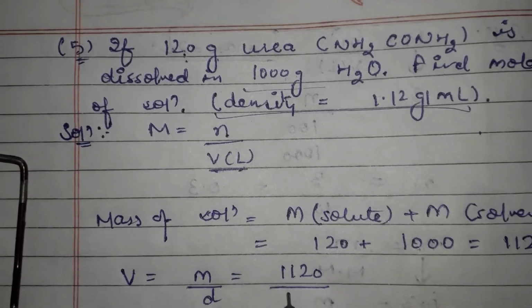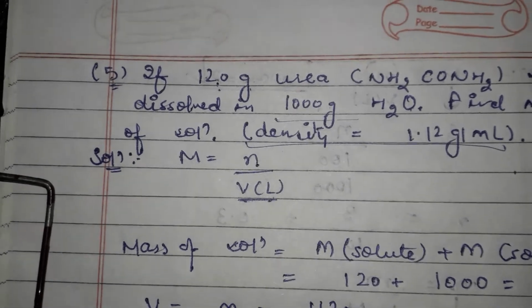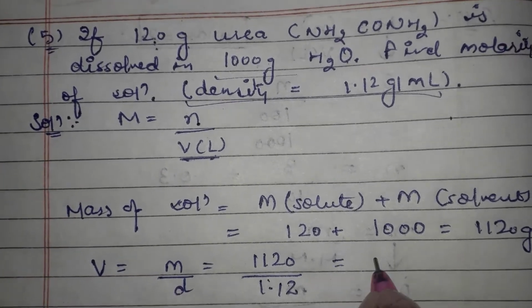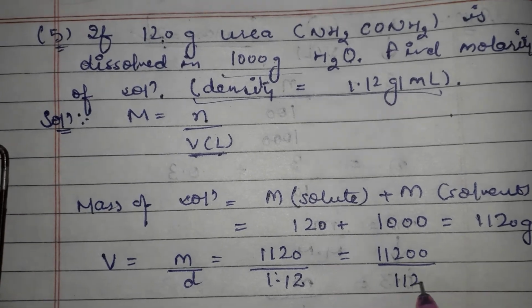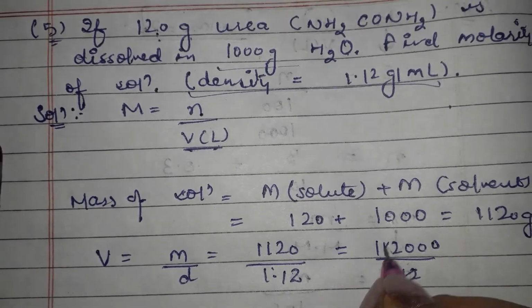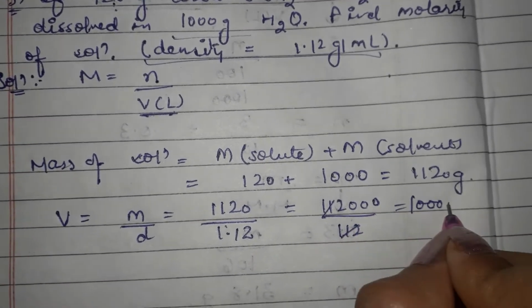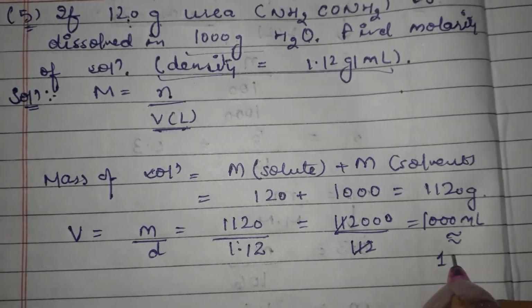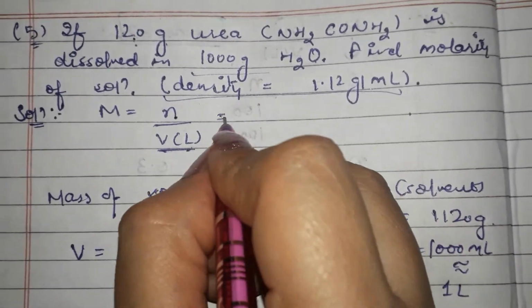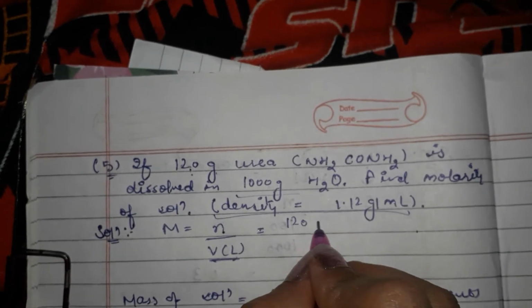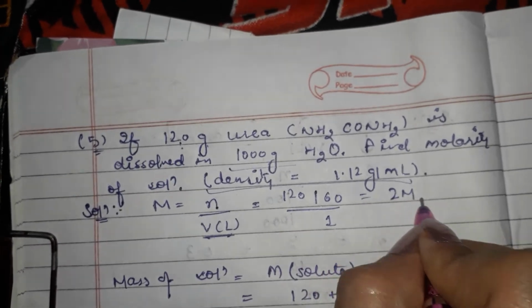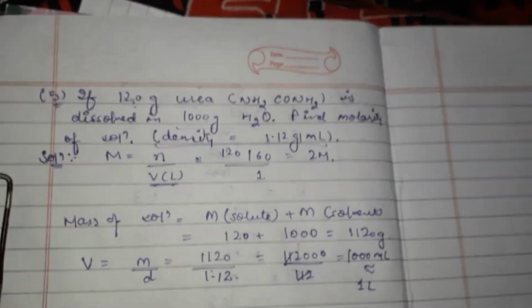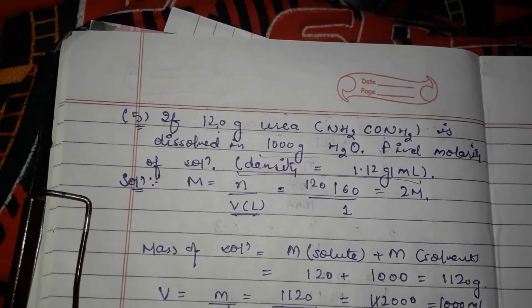Volume again I have to calculate: mass upon density. 1120 gram upon 1.12, right? When we calculate it, it will be 1000 ml, which is 1 liter. When we put here 120 upon 60 upon 1, its molarity can be calculated as 2 molar.